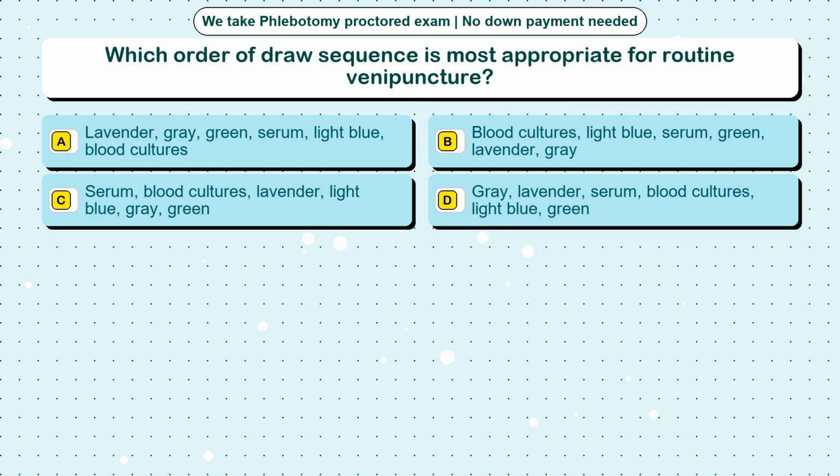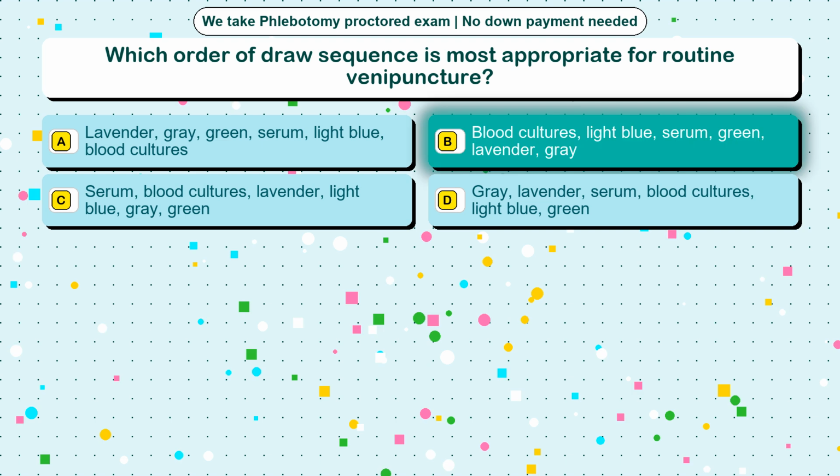Question 86. Which order of draw sequence is most appropriate for routine venipuncture? Option A, lavender, gray, green, serum, light blue, blood cultures. Option B, blood cultures, light blue, serum, green, lavender, gray. Option C, serum, blood cultures, lavender, light blue, gray, green. Option D, gray, lavender, serum, blood cultures, light blue, green.